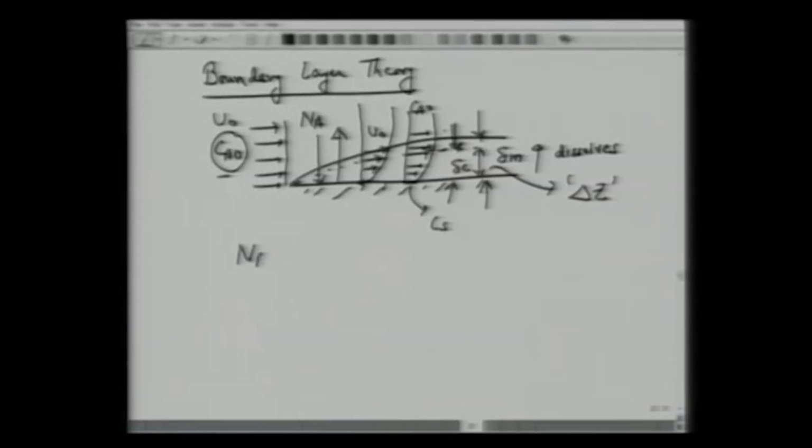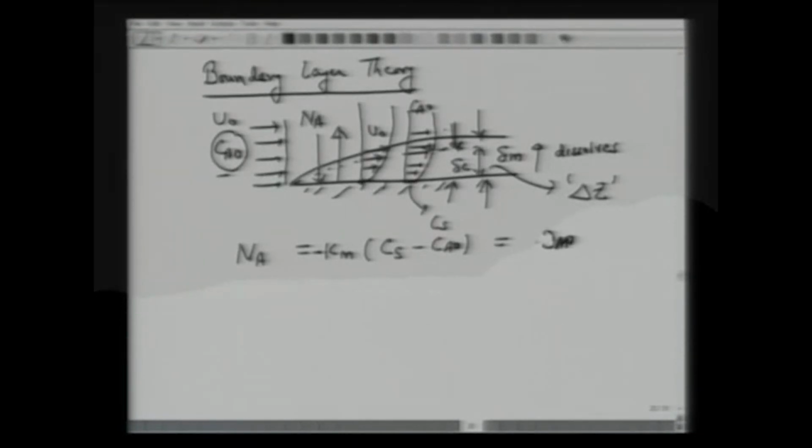It can be shown here also that this Na will again be equivalent to some mass transfer coefficient times the concentration drop, which is Cs minus Ca0, or we can put a minus here because Ca0 is larger than Cs. So the diffusion flux is Na equal to minus Km times that drop, which can be equated to minus dAb del Ca over del Z at Z equal to 0. We have this Z direction, and this is 0.